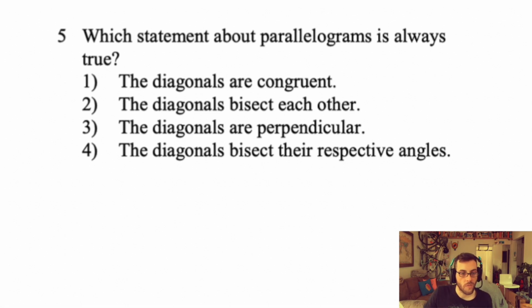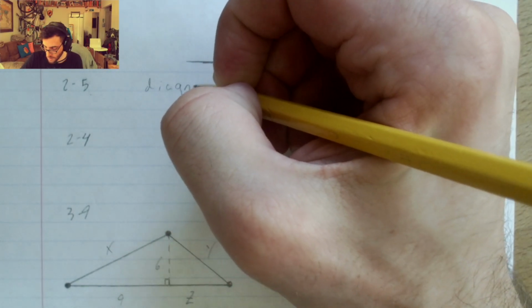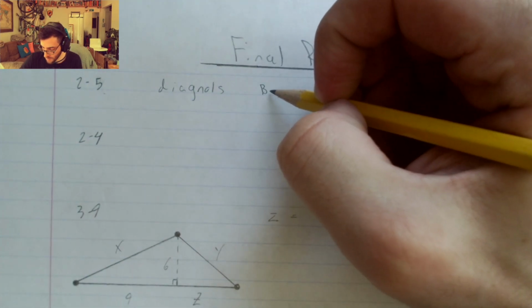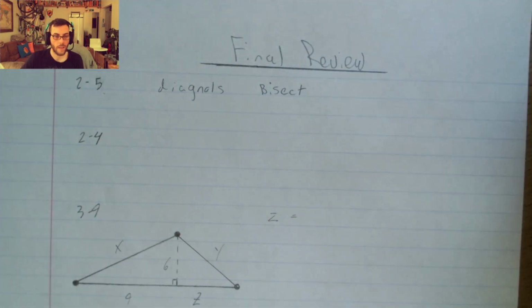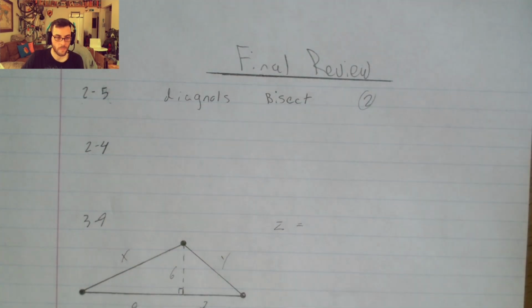So with question number 5, our answer for all parallelograms is that their diagonals bisect. And that's going to be option 2.